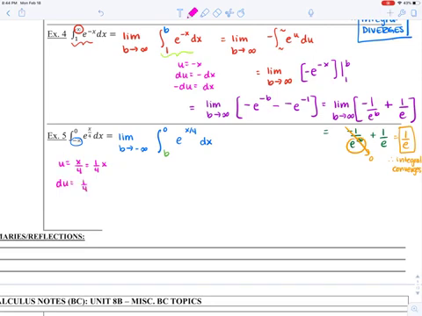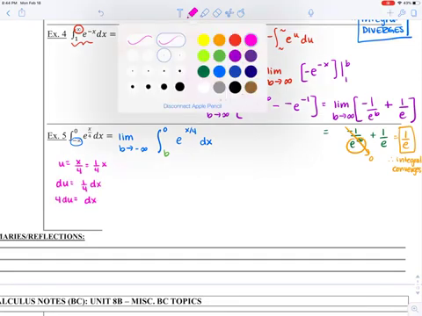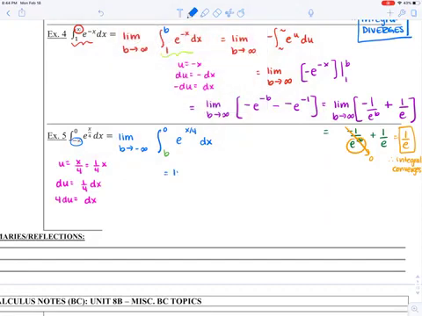du would be 1/4 dx. I don't have a 1/4, so 4 du is equal to dx. So my antiderivative still has a limit. My antiderivative would be 4e to the x over 4. I didn't bother rewriting it in its u substitution format, but don't forget, we've got to sub in those bounds of b to 0.